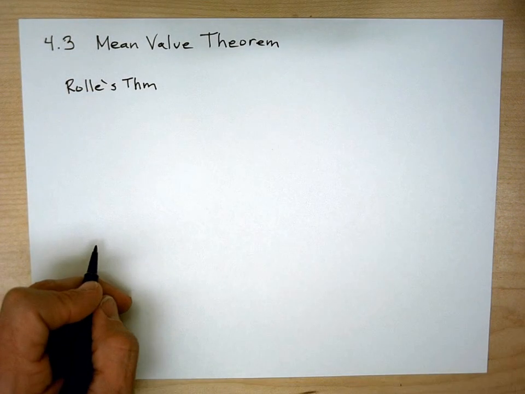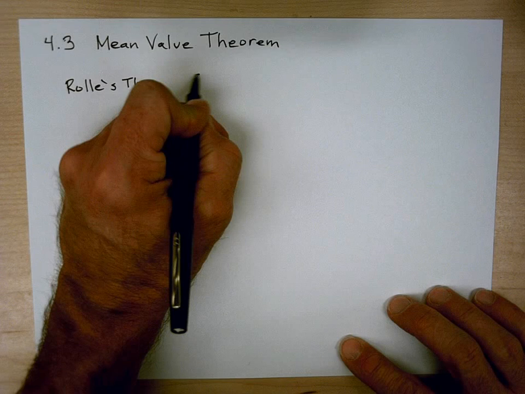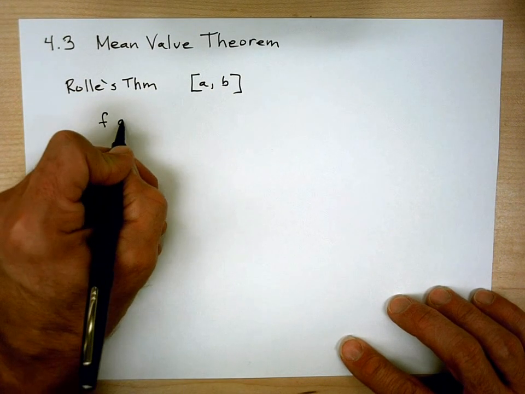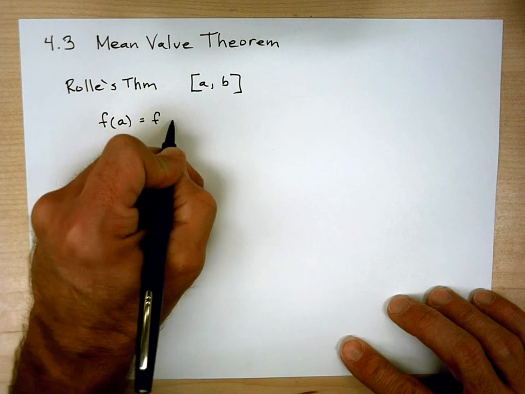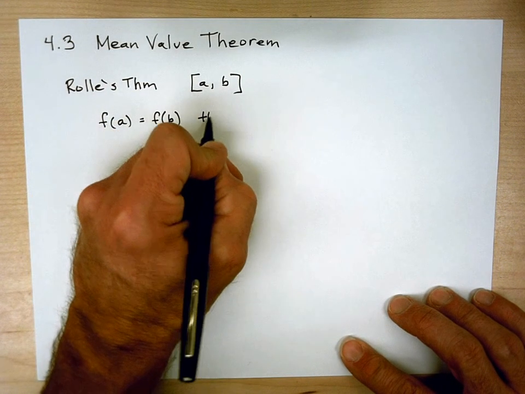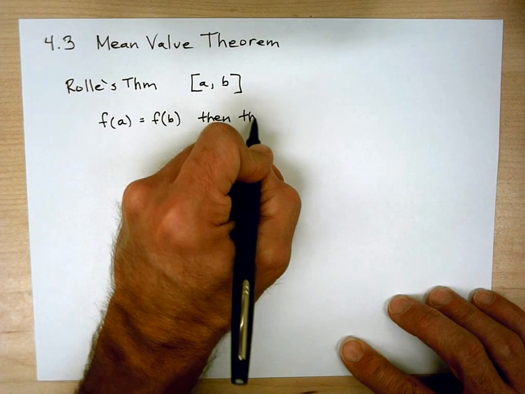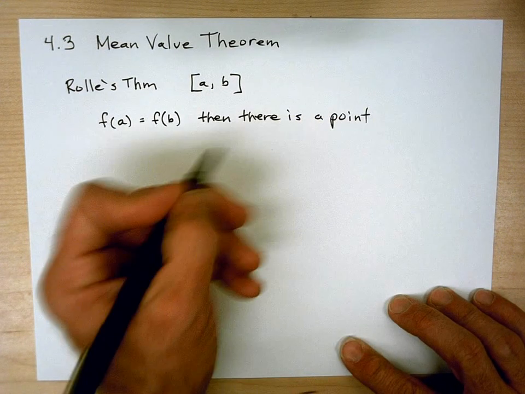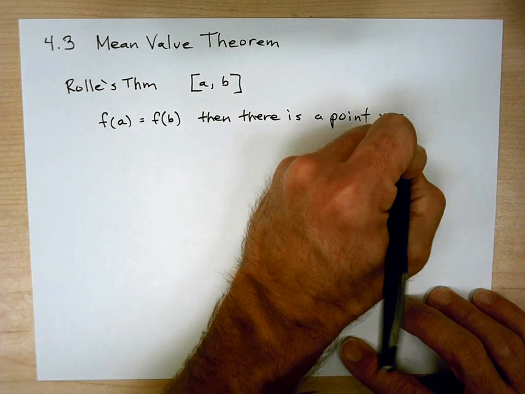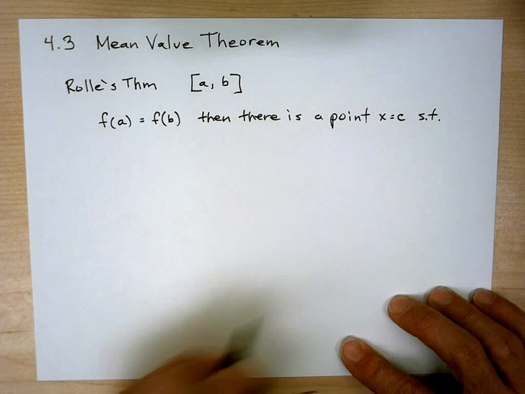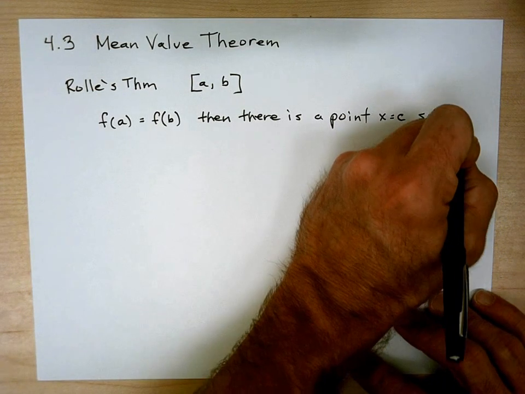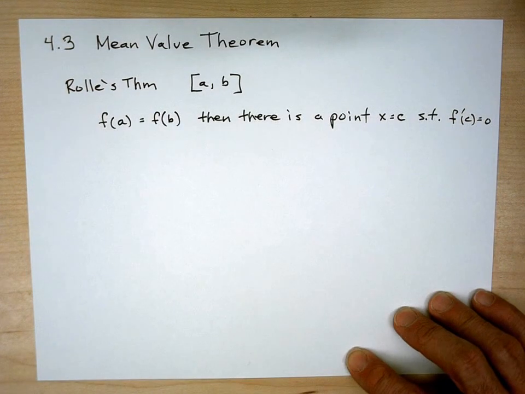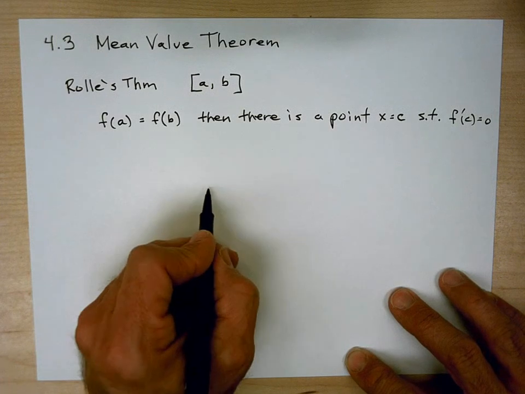it basically said that if you're on some interval from A to B and f of A equals f of B, then there is a point, well, really an x value, a point where x equals c, such that f prime of c is 0. All right, so visually, this is not hard to imagine.